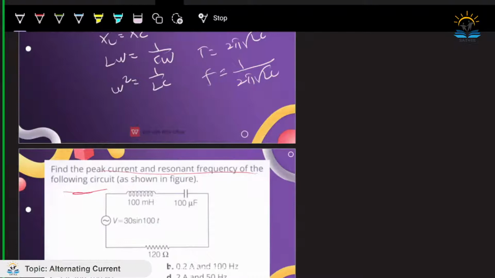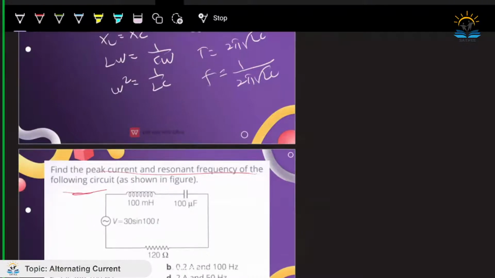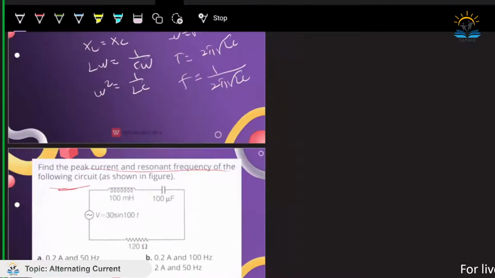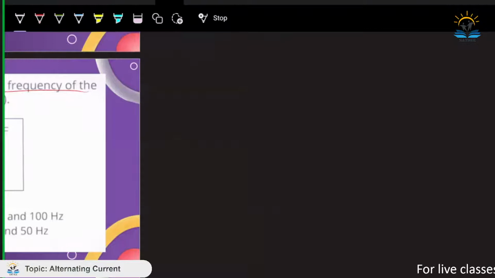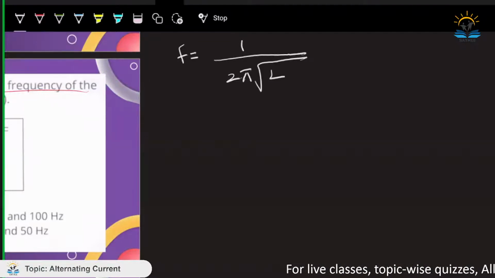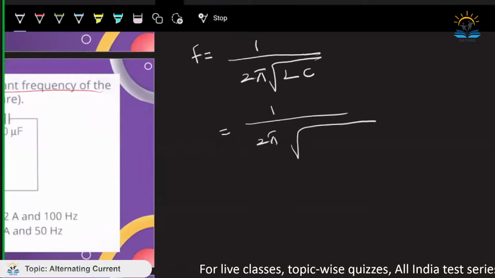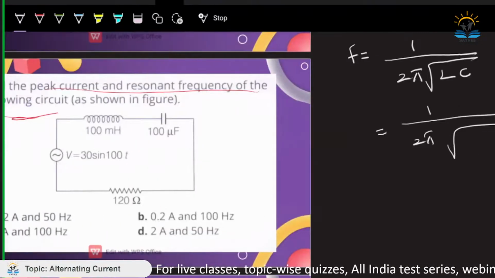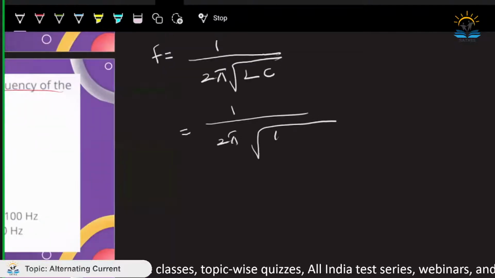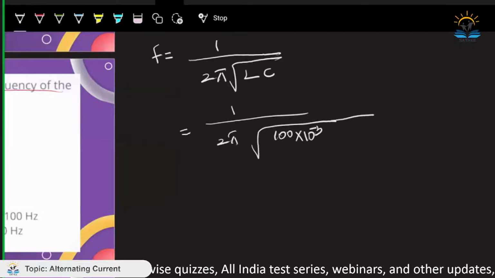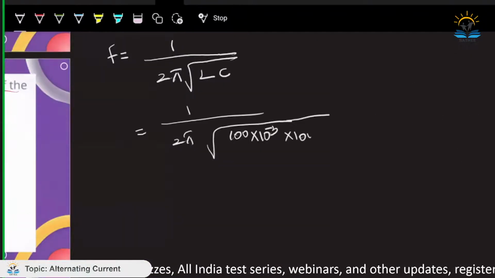Resonant frequency. What is the formula of resonant frequency? We all know the formula of resonant frequency is 1 upon 2 pi root of LC. Given that L is 100 millihenry, so we can write 100 into 10 raised to minus 3. Capacitance is 100 microfarad, 100 into 10 raised to minus 6.